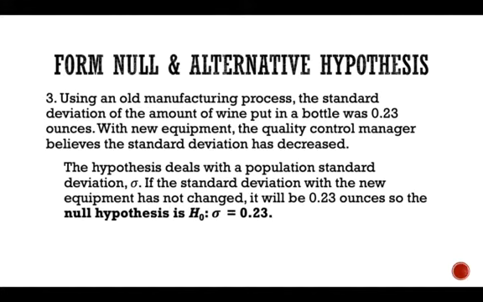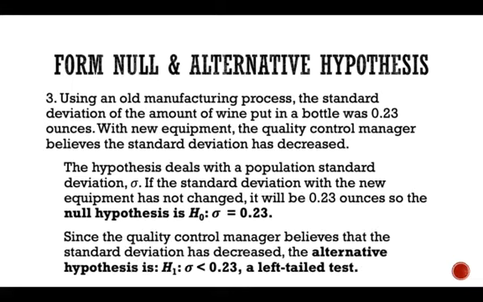With new equipment, the quality control manager believes that this is decreasing. So what would I say about sigma? That sigma is going to be less than 0.23 ounces. And again, look at the direction of the inequality. This would be left-tailed. Inequality is pointing to the left.